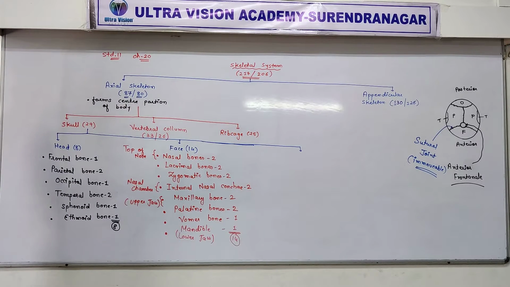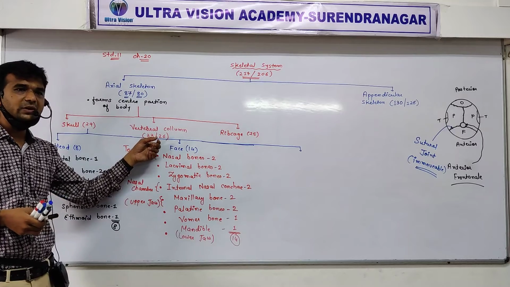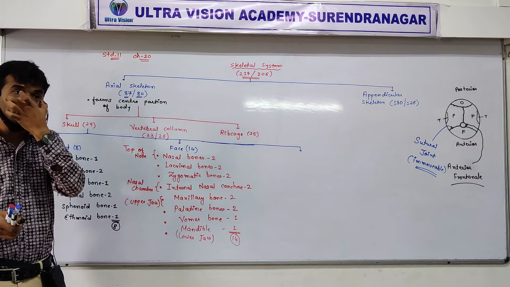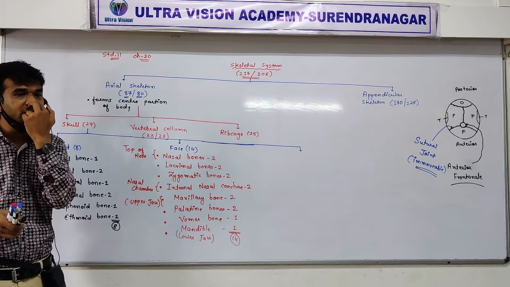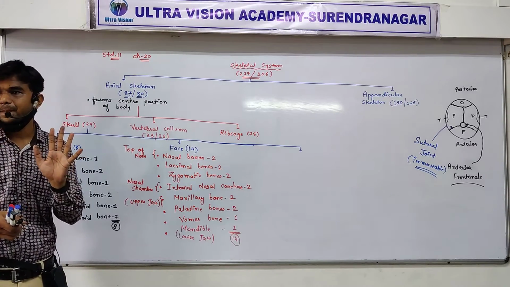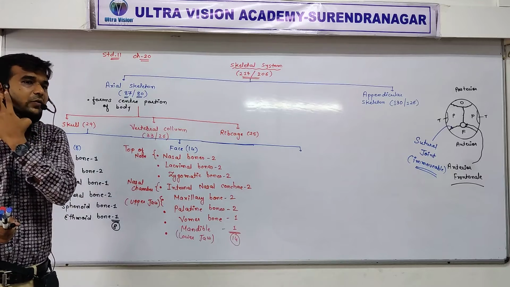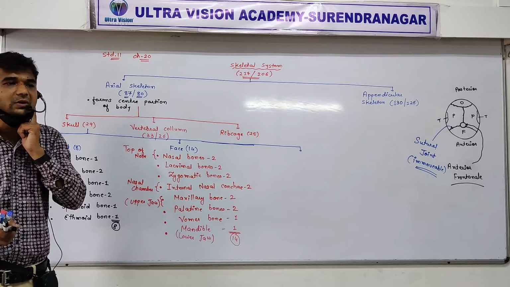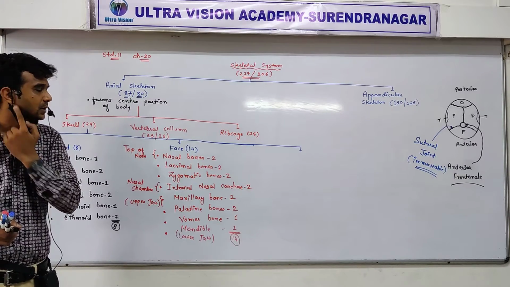Okay. So frontal bone 1, parietal bone 2, occipital bone 1, temporal bone 2, sphenoid 1, ethmoid 1, that I will show you. Fine. On face 14 bones are there. Nasal bone, lacrimal bone, zygomatic bone, internal nasal conchae, maxilla, palatine, all are there in pair. Vomer bone is 1 and lower jaw. Lower jaw starts from here and ends here. This one large bone is there. Fine. Okay.